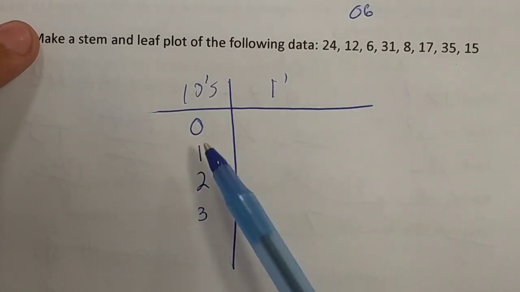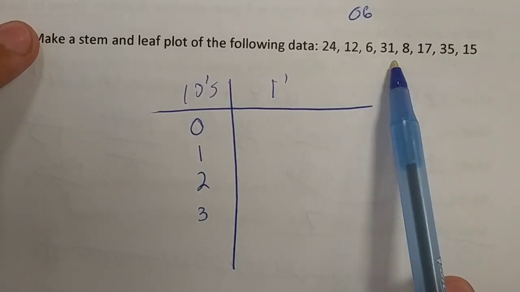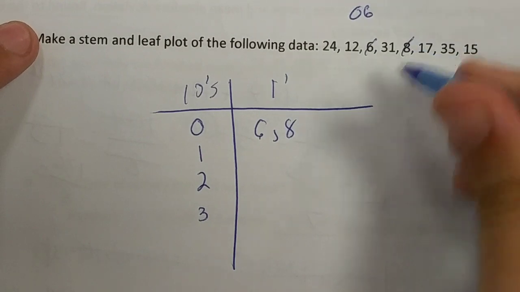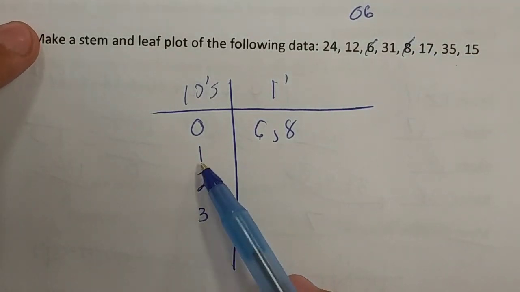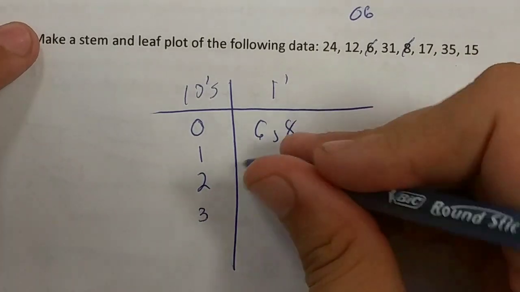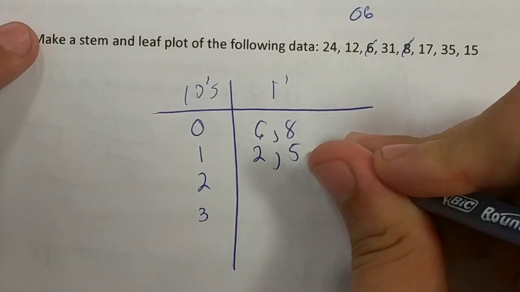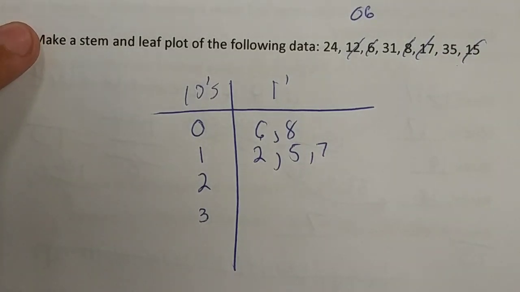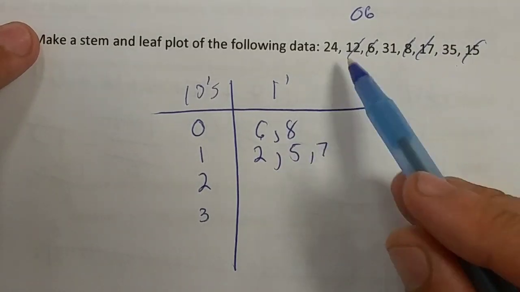You'll get it wrong if you write like 10, 20, 30 here. Now, the ones place. Let's look at the zeros. So that's 6 and 8. Let me put that in order, 6 and 8. From the tens, there's a 12, a 17, and a 15. So I'm going to put that in order, 2, 5, 7. Does it matter if it's in order, Mr. Tobel? Yes, it does. Absolutely. It's wrong if it's not.